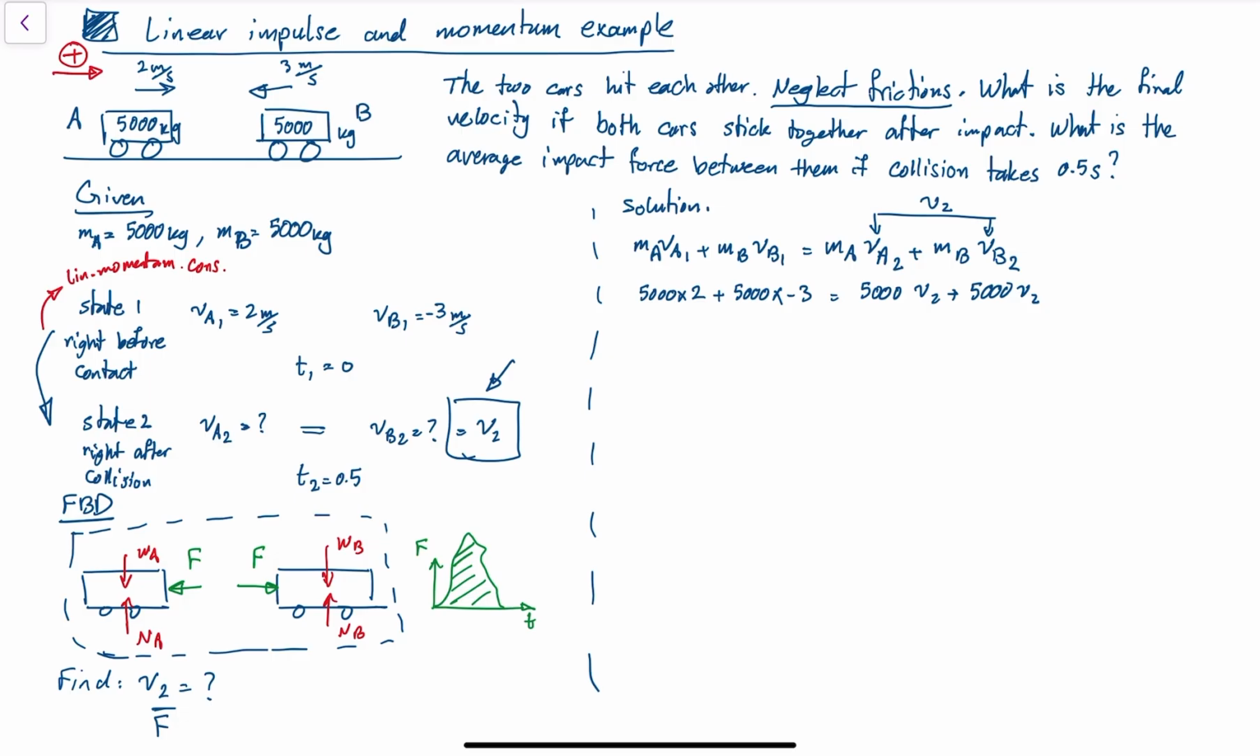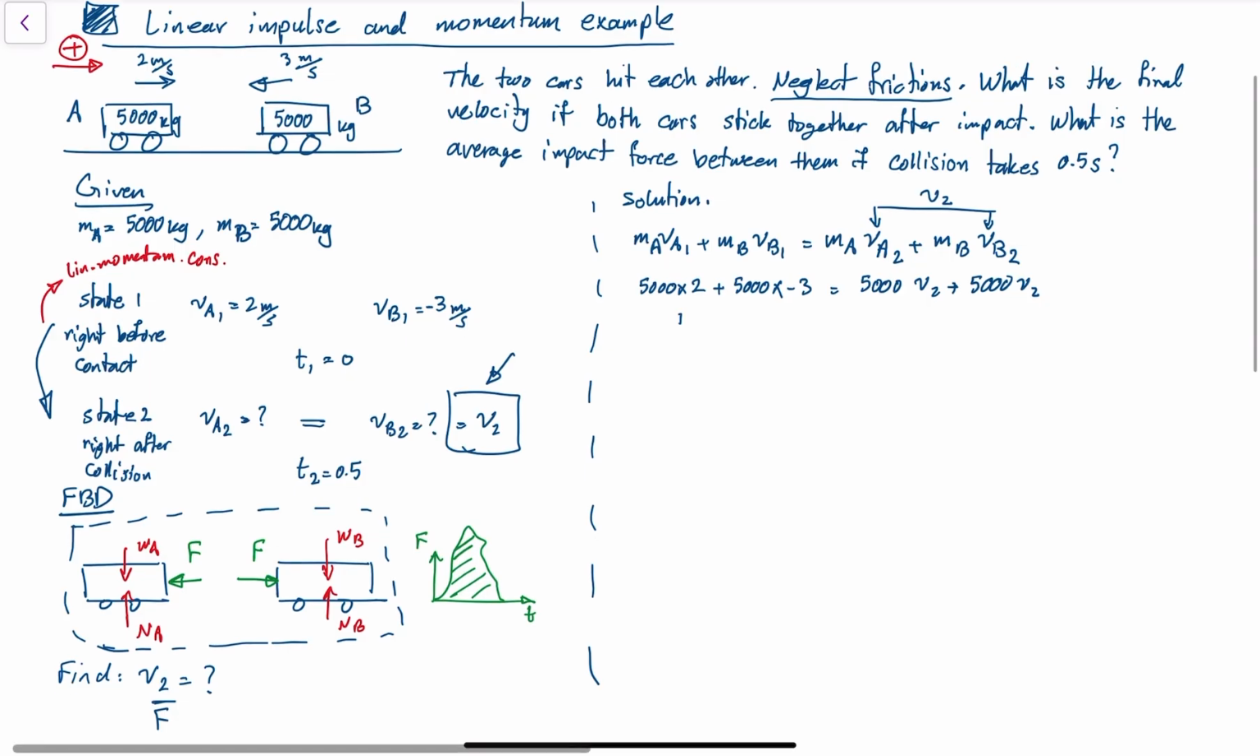So this is 10,000 minus 15,000, which is minus 5,000, equals 10,000 V2. So from here, V2 will be minus half a meter per second.